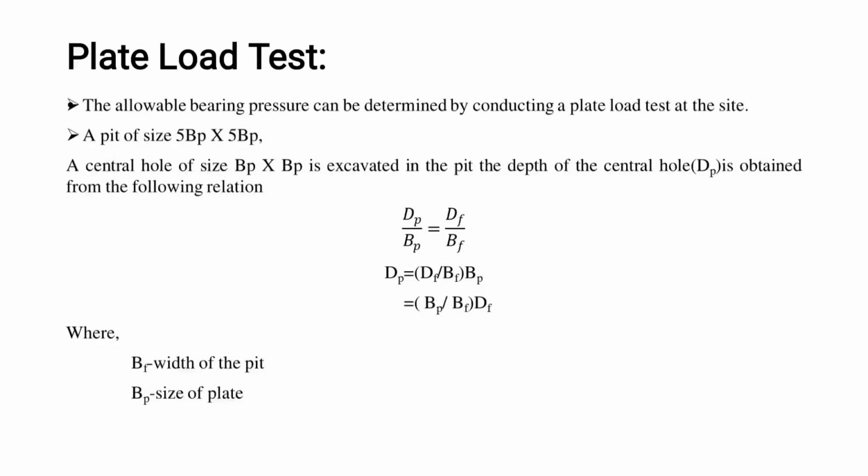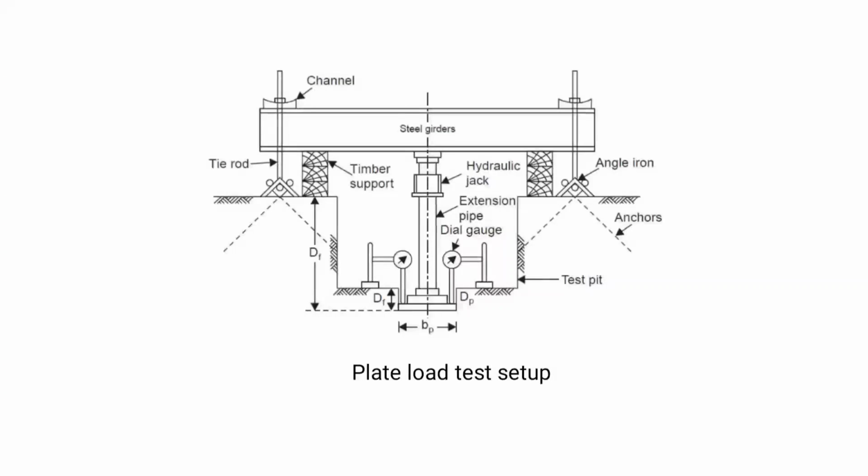Here dP is calculated by the following relation, that is dP by BP equal to dF by BF. Here dP equal to dF by BF into BP, where BF is the width of the pit and BP is the size of the plate. So this is a plate load test setup. At the bottom there is dP, the depth of the pit, that is the hole, and there BP is the test plate, and above that the column is to be constructed, and above that a steel girder, that is a rigid plate platform, is to be made.